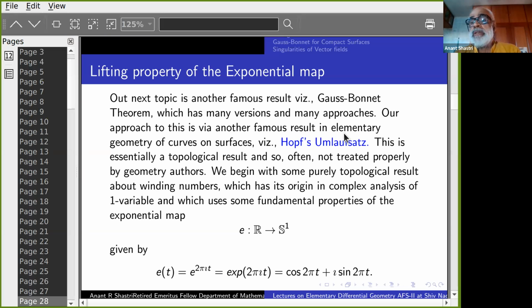differential topology at all, differential geometry at all.